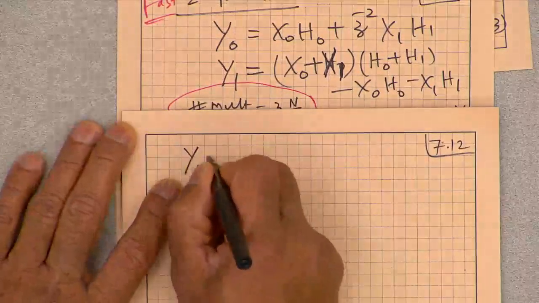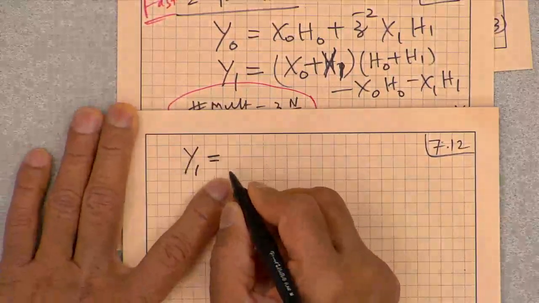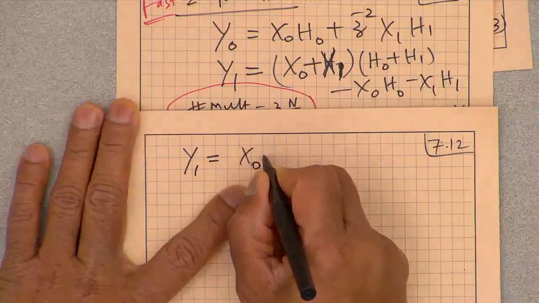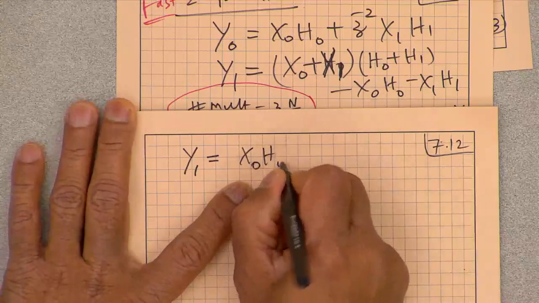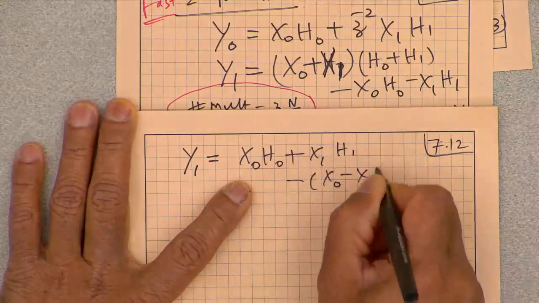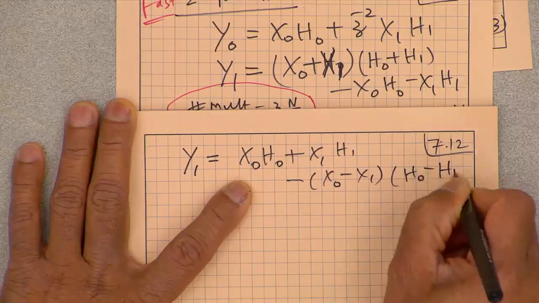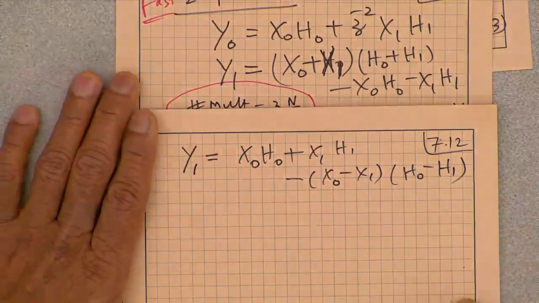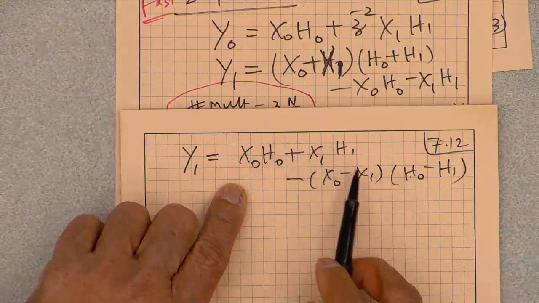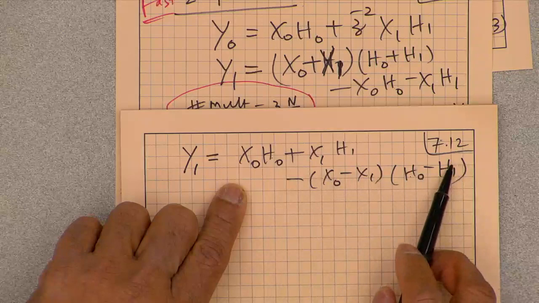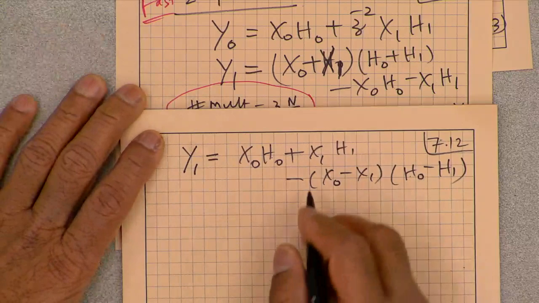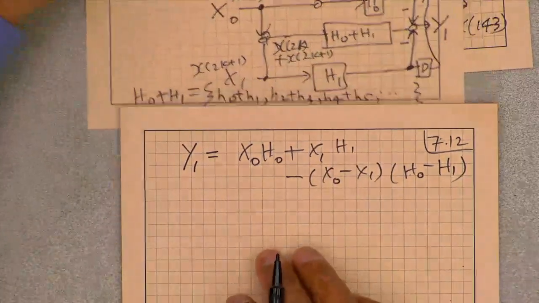So I could also write y1 is equal to x0 plus x1 times h0 plus h1 minus x0 minus x1 times h0 minus h1. You have seen all these algorithms from convolution. If you look, x0 h0 cancels out, x1 h1 cancels out, and what remains is x0 h1 plus x1 h0. And if I use that, then I get another parallel structure.